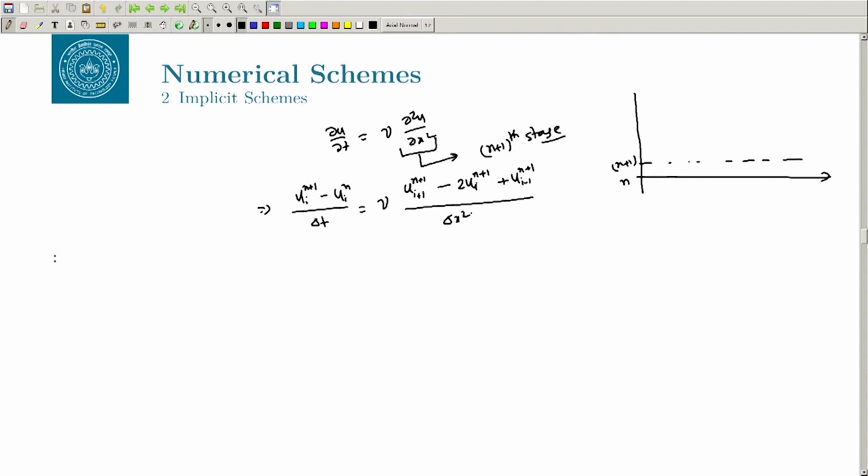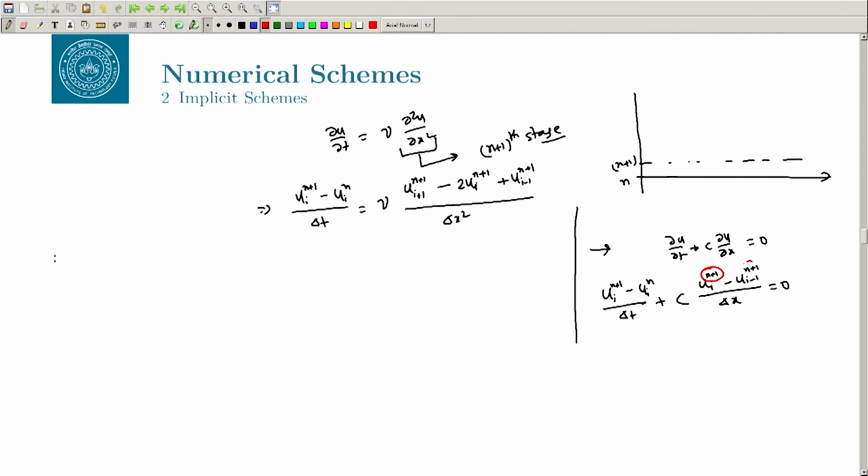I am working on a diffusion problem, but the same thing is applicable even for your linear convection problem. Let us say you want to do del u by del t plus c del u by del x equal to 0. Here you can do (u i n plus 1 minus u i n) by delta t plus c, and if you are using a backward differencing scheme, (u i n plus 1 minus u i minus 1 n plus 1) by delta x. Okay. So, the only difference from the explicit scheme is that now all these values in the spatial derivative are also available at n plus 1.